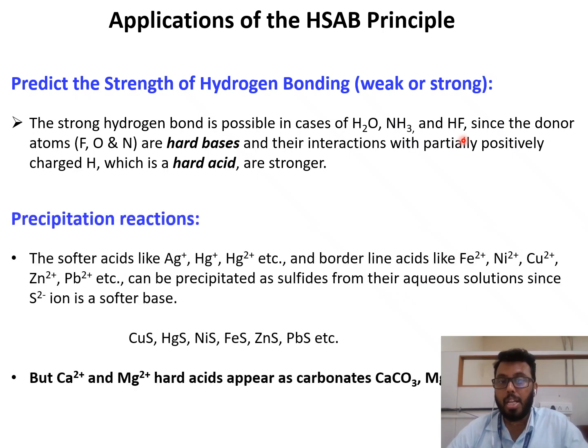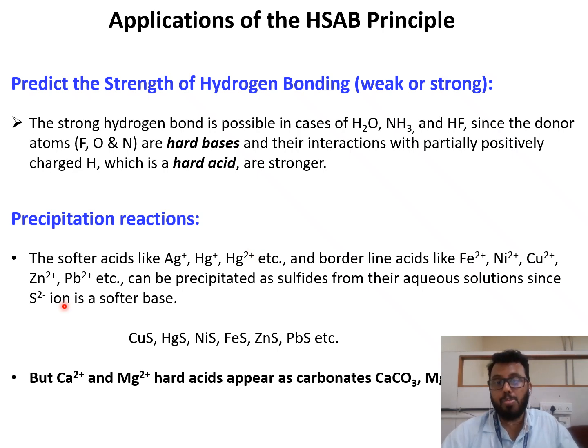And in precipitation reactions also, the SAP principle can be applied. The softer acids, like we have seen, monovalent and divalent, particularly silver and mercury, Ag+, Hg+, and Hg2+. These softer acids and borderline acids, of intermediate properties, like the transition metal cations iron, nickel, copper, zinc, lead, can be precipitated as sulfides from their aqueous solution, while the sulfide ion is a softer base, so soft acid binds with soft base.